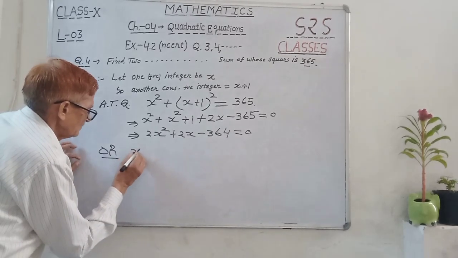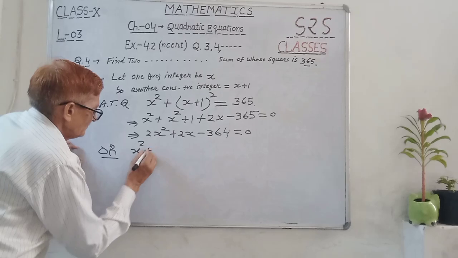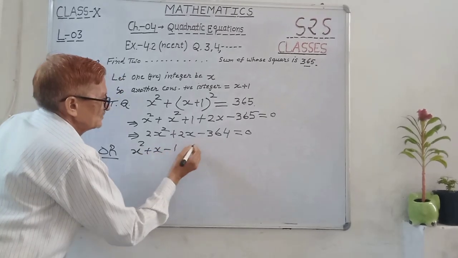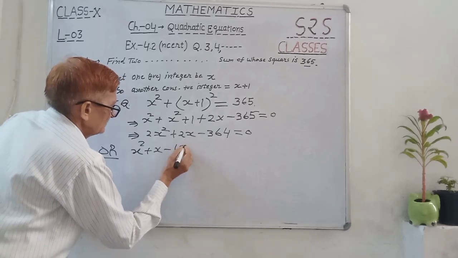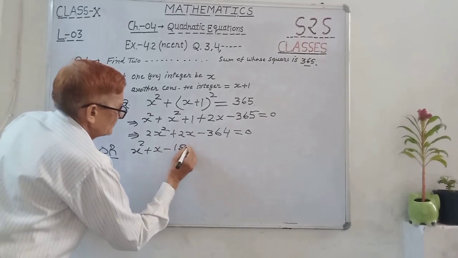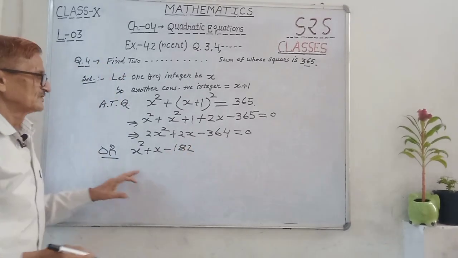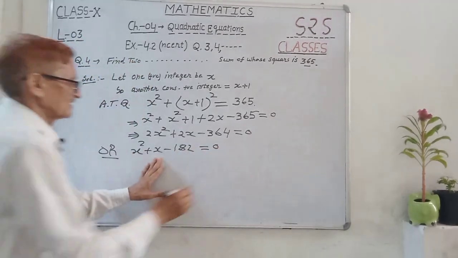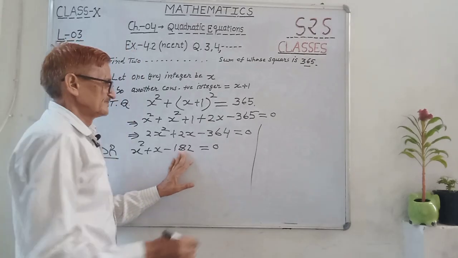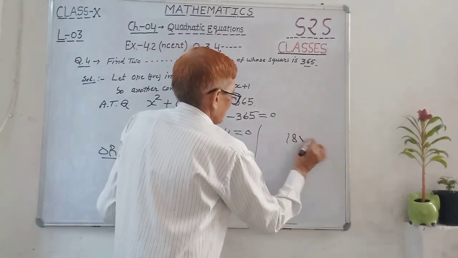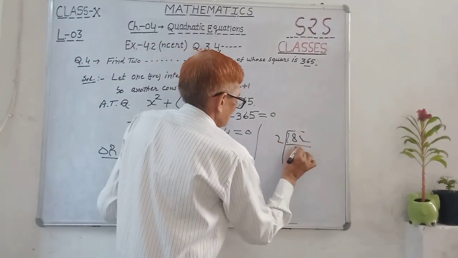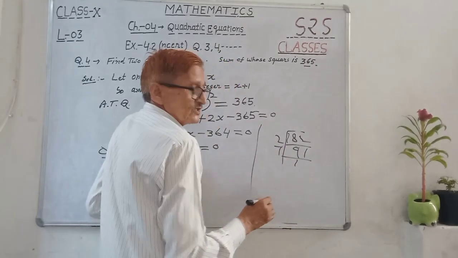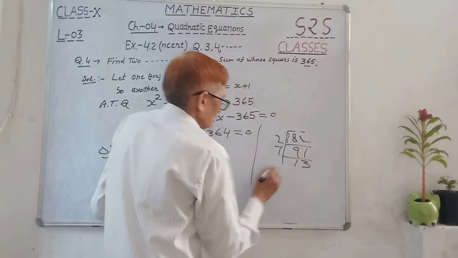So x square plus x minus 182, because 2 1 is 2, 2 8 is 16, and 2 2 is 4, is equal to 0. Now split the middle term, 182 factors. 2 9 is 18, 2 1 is 2, then 7 1 is 7, 7 3 is 21.